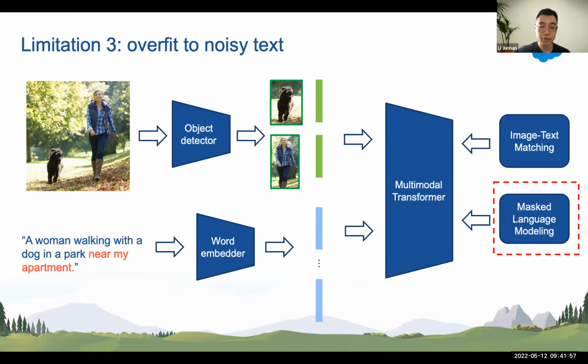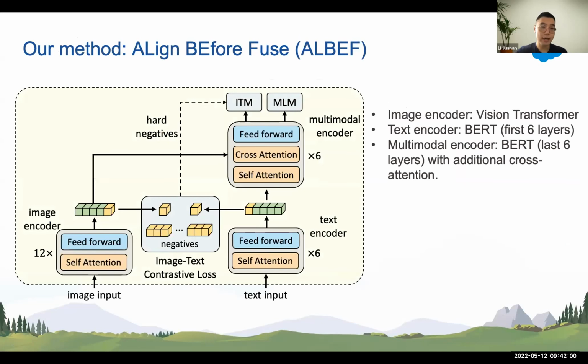So how do we address those three limitations? We introduce this align before fuse architecture, ALBEF for short. In ALBEF, we have three models. We have this image encoder to encode the image into a sequence of features. And we use a vision transformer here, but you can also use others such as a CNN architecture. And we have this text encoder to encode the text information. We use the first 6 layers of this BERT model as our text encoder, which will also give a sequence of features for your sentence.